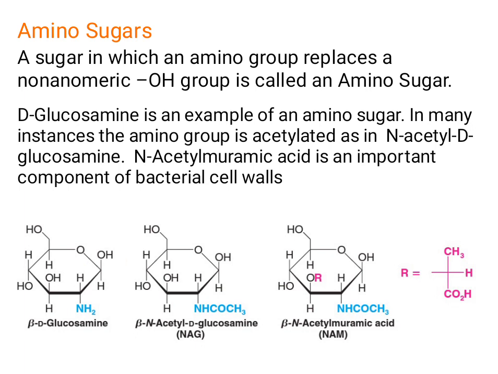In many instances, the amino group is acetylated, as in N-acetyl-D-glucosamine. This is N-acetyl-D-glucosamine, where this amino group has been acetylated. N-acetylmuramic acid is an important component of bacterial cell walls. This is N-acetylmuramic acid, where this R group is this one.